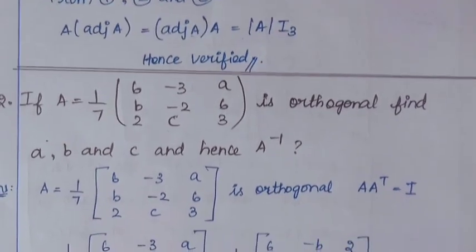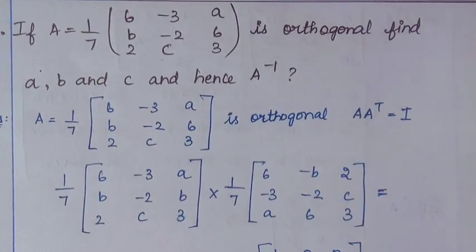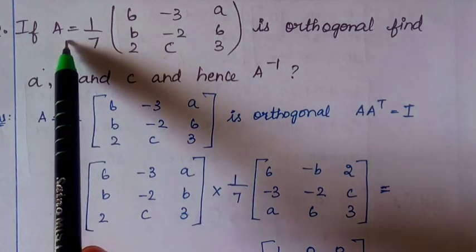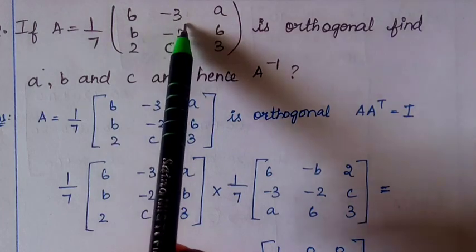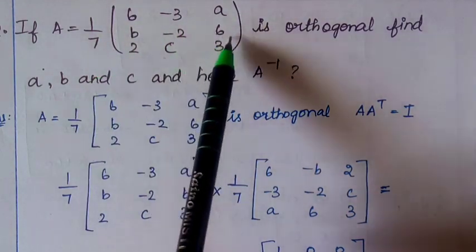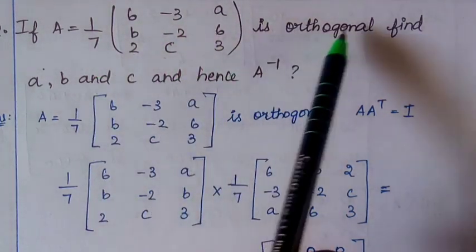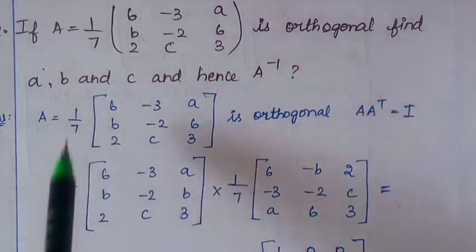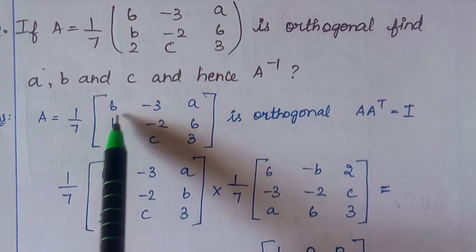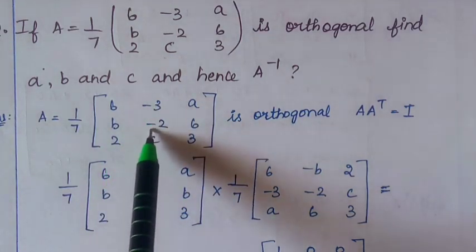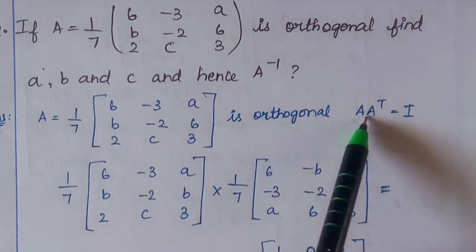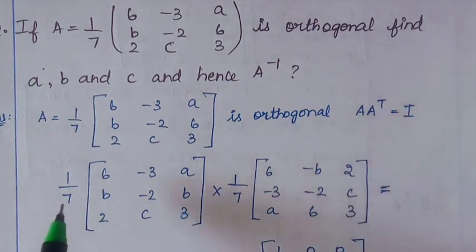Next, question number 2. In the second question, they have given A is equal to 1 by 7 of the matrix [6, minus 3A, B; minus 2, 6, 2; C, 3 ...] and it is orthogonal. Find A, B and C and hence A inverse. Since A is orthogonal, A into A transpose is equal to I.